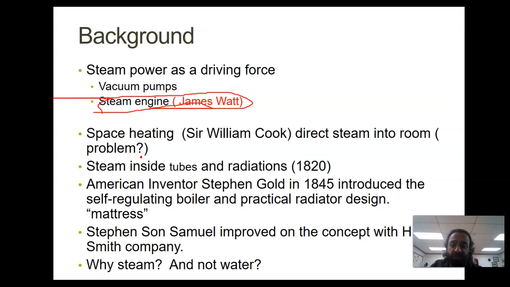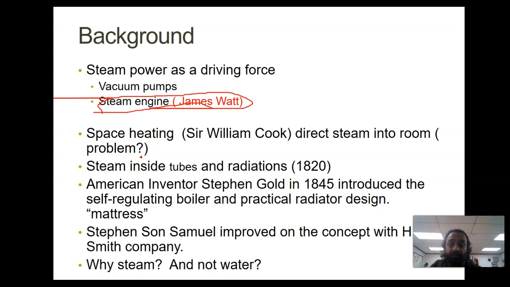So why did we start with steam and not water? Now if you go to new installs, you will hardly ever find any steam. It's going to be all hot water. The reason is steam did not need a pump to move. It will move by itself from high pressure to low pressure. So that's why I started with the steam.